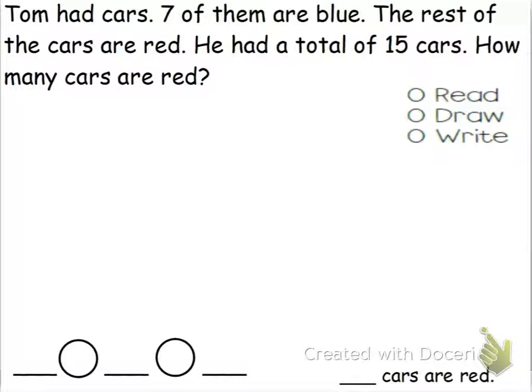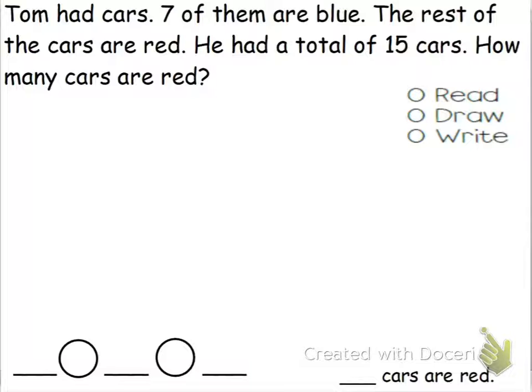So now we're going to be chunking this. But first, what do we notice? Well, we know Tom, he had some cars. 7 were blue, so we're talking about the colors. So 7 were blue, the rest were red. He had a total of 15 cars. Ooh, that 15 I know is my whole. That's going to be important for later.